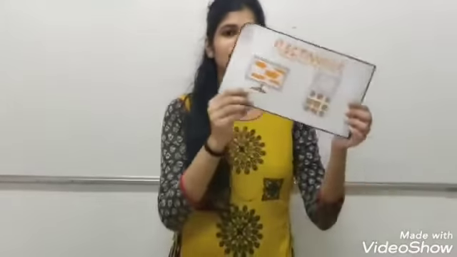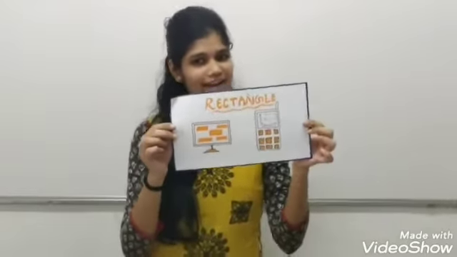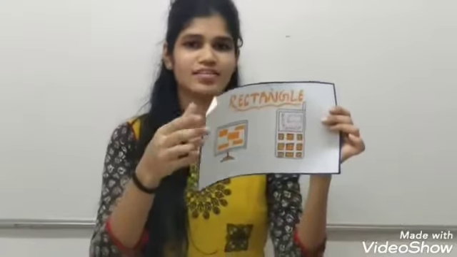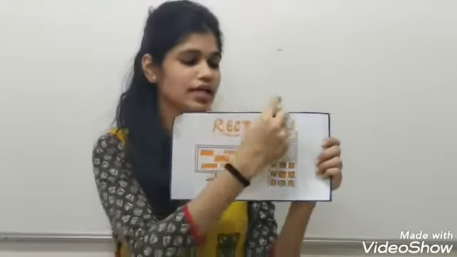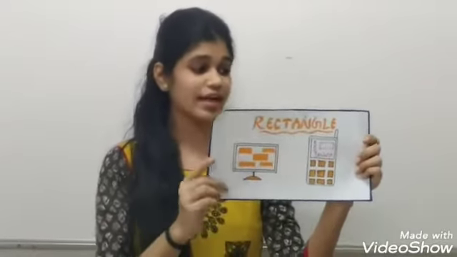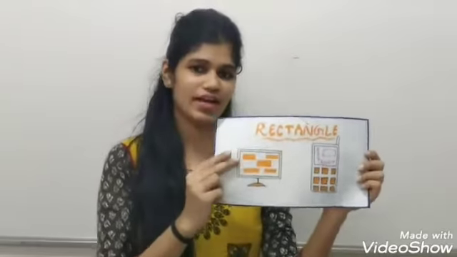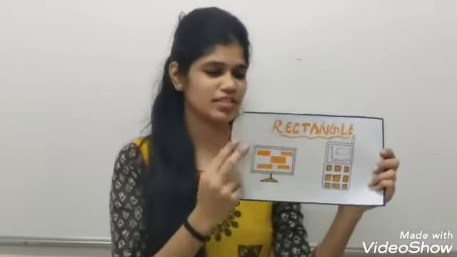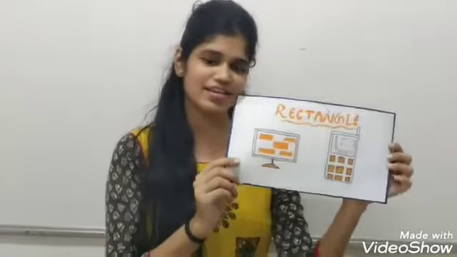Now, the next shape is rectangle. Ye kaun sa shape hai? Rectangle. Rectangle also has four sides and it has two opposite sides. Opposite sides matlab ye side aur ye side equal hoti hai. Ye side equal hoti hai. Okay, so rectangle has two opposite sides. One side is this and the second side is this.